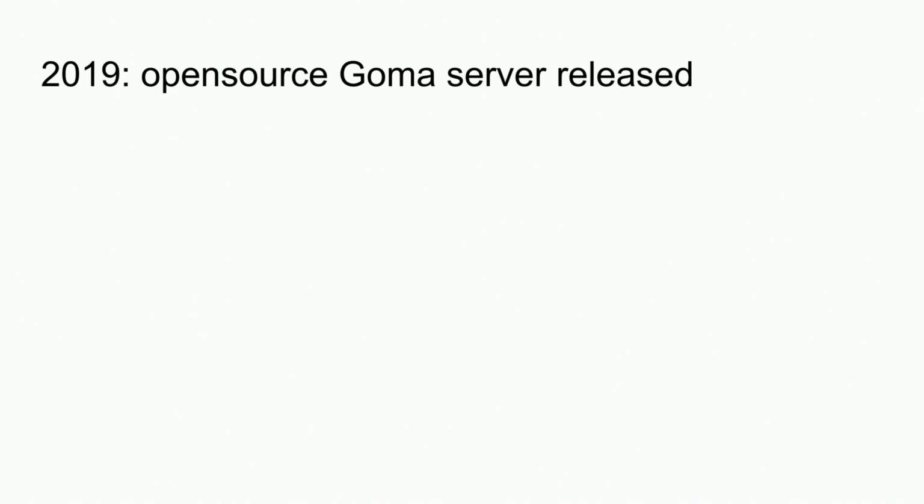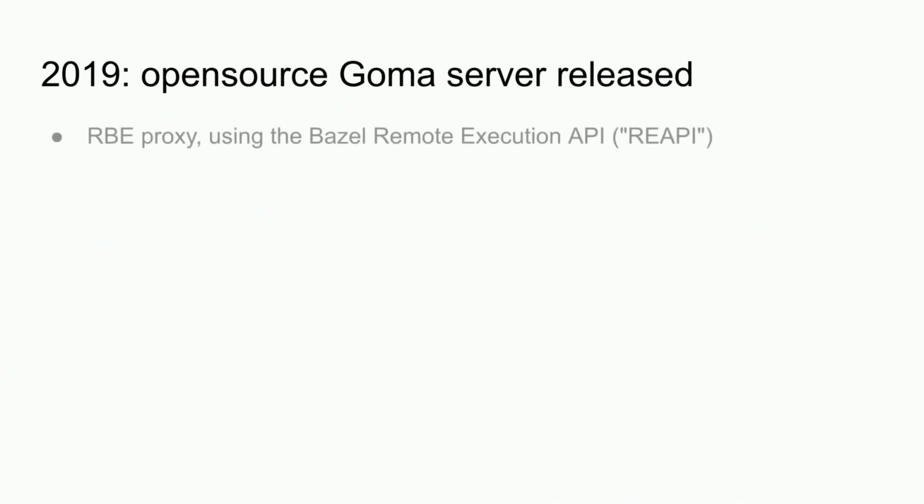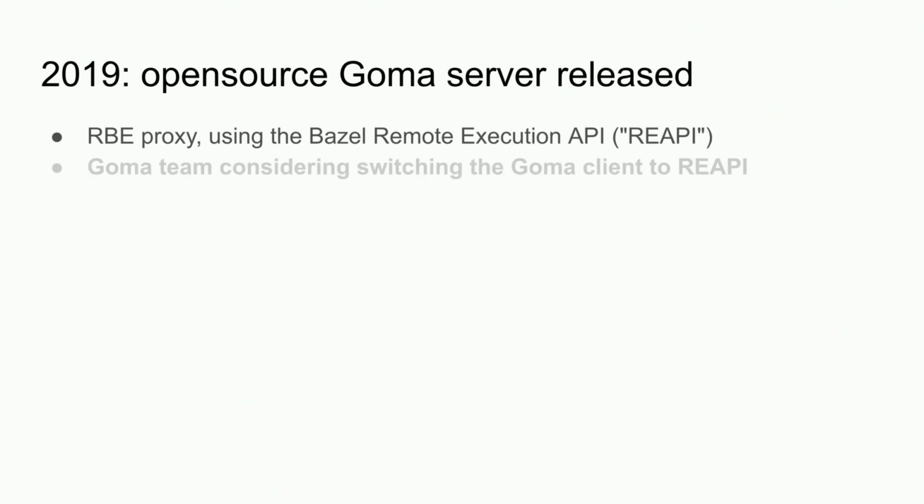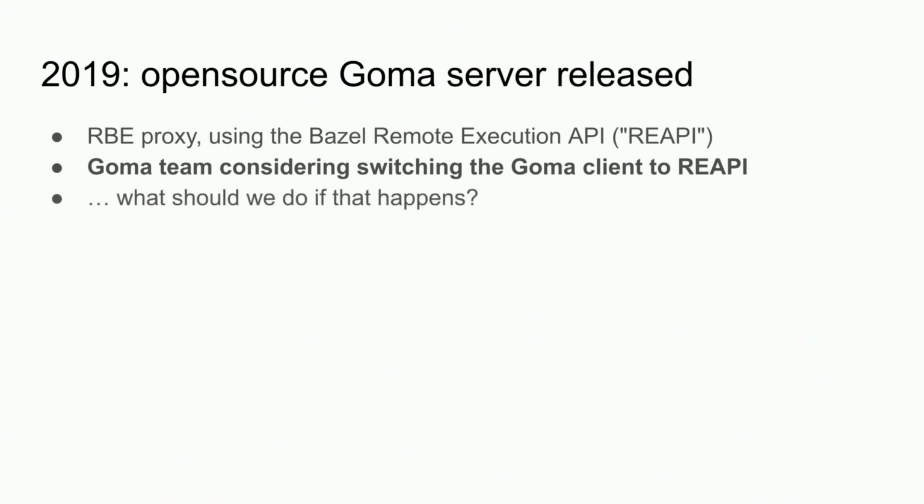So then earlier this year, there was an open source Goma server released. But it's not really a server, it's a proxy to RBE. And then the Goma team says to me, oh yes, we're considering switching the Goma client to speak RE API. And that kind of had me worried, because we would really like not to go back to the bad old days of Ccache and ICC. So I started thinking about what we could do to avoid that scenario.